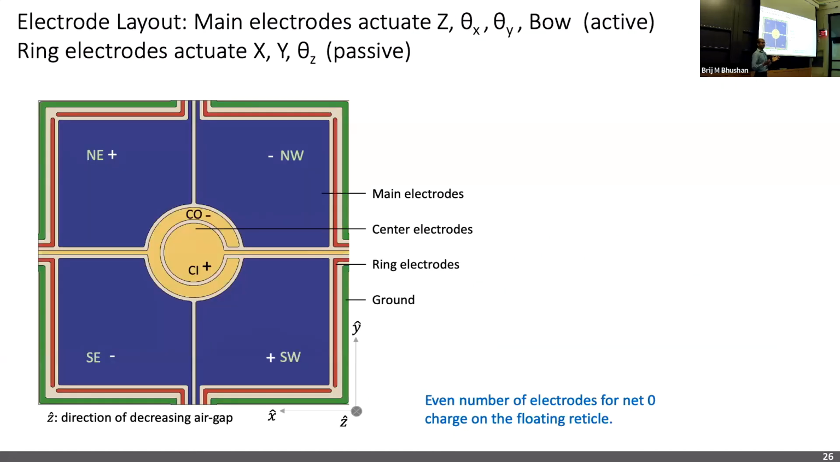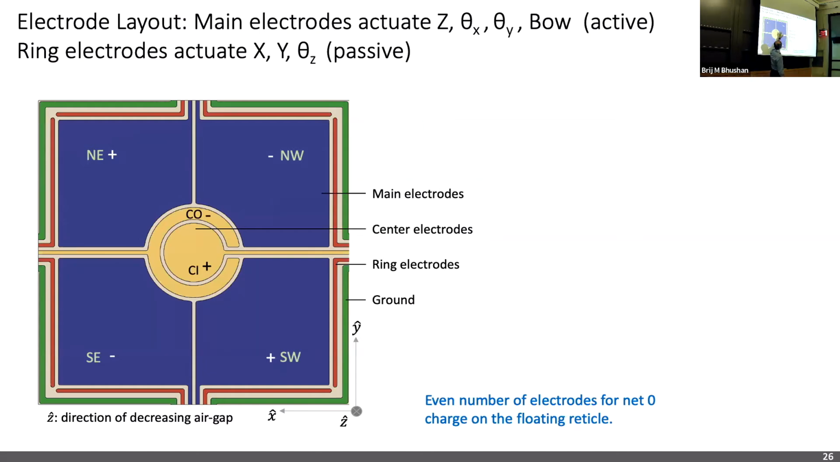Okay, so now that we know that we won't have breakdown, we design the electrodes. So this is the electrode layout. We have what we call the main electrodes, which control the Z, theta X, and theta Y, which are these 4 quadrants here. And we use equal and opposite polarities because we want the floater to be net neutral in charge. So we want to have equal electrode areas of both positive and negative, such that when I'm actuating, the floater can be charge neutral and still have forces on them.